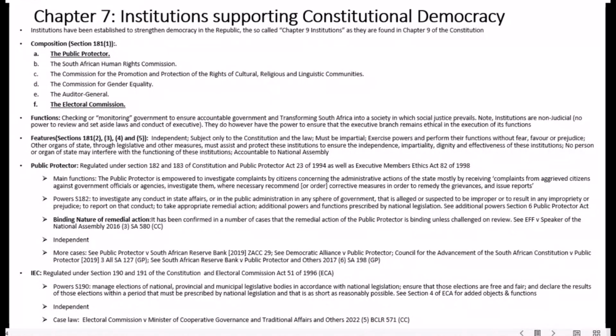reasonably possible. You can also look at additional powers, colleagues, of the Independent Electoral Commission under Section 4 of the ECA Act, which has additional objects and functions outlined there. We also know that the Independent Electoral Commission, as its name reveals, is independent as well, so it cannot be influenced in any way by any sort of political interference. And case law, you can have a look at the Electoral Commission versus Minister of Cooperative Governance and Traditional Affairs Act. That is also included in your tutorial letter 102.